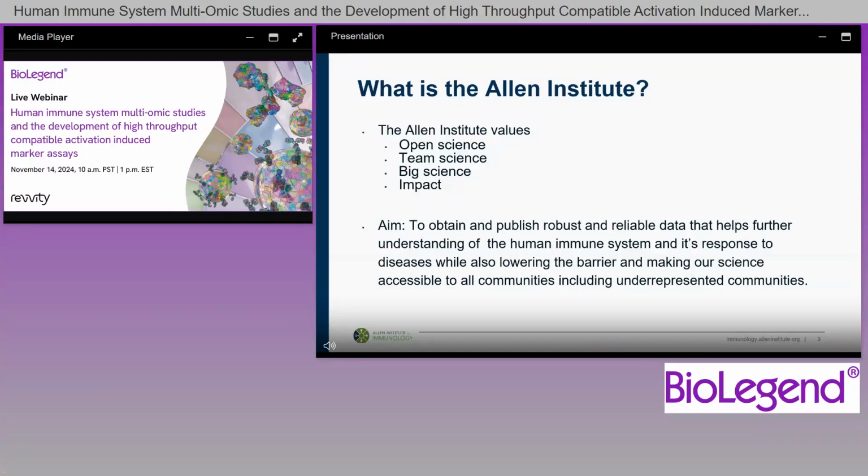And our goal is to obtain and publish robust and reliable data that gets us closer to understanding what the immune system looks like in healthy and diseased patients. So it's really important to us that we not only collect robust and reproducible data, but that we do so in a way that's accessible to the science communities that need it the most, and in a way that's translational to the patient.